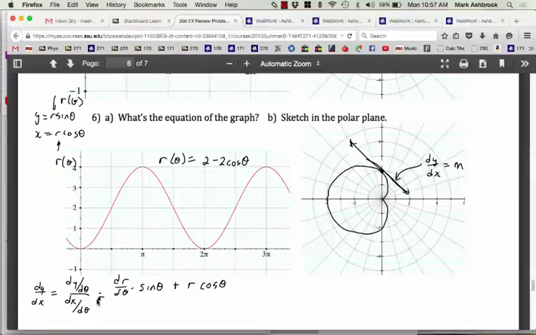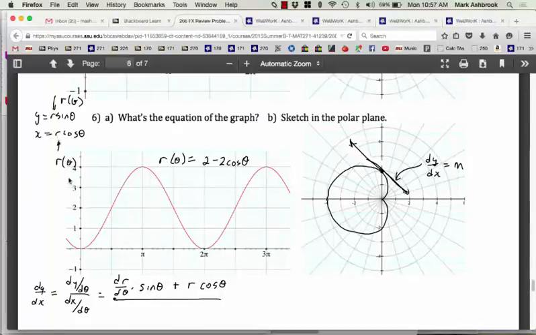But all this stuff is going to be in theta, right? Dr d theta will be a function of theta, so we want to leave it all in terms of theta. And then what's dx d theta?